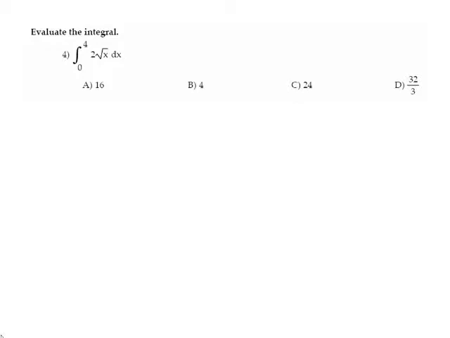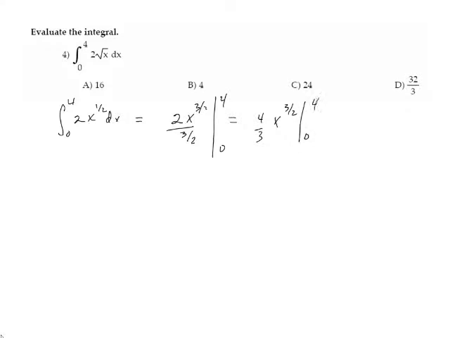Problem 4, we want to find a definite integral. So with 0 to 4, I would rewrite this as 2 times x to the 1/2 power dx, and this would be equal to 2 times x to the 3/2 divided by 3/2 between 0 and 4, equals 4/3 x to the 3/2 between 0 and 4, equals 4/3 times 4 to the 3/2 minus 0, and that equals 32/3. And so the answer is D.